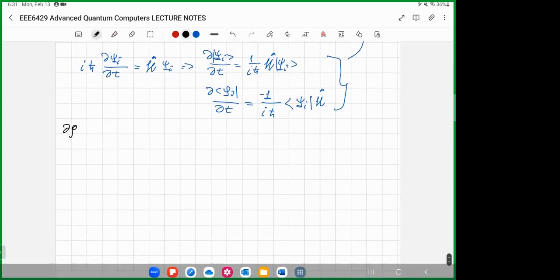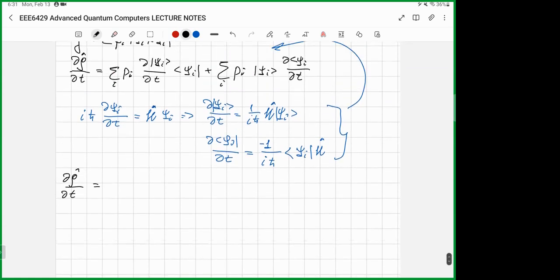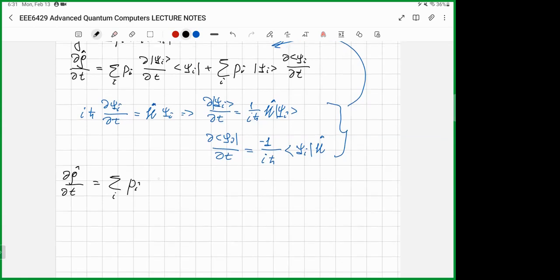So I get these two, and now I plug them into the equation above. What do I get? I get d rho over dt equal to the sum over i of p_i, then 1 over i h bar, Hamiltonian, psi_i, and here psi_i, and then minus the sum over i of p_i, 1 over i h bar, psi_i, then psi_i, Hamiltonian. Is this clear?